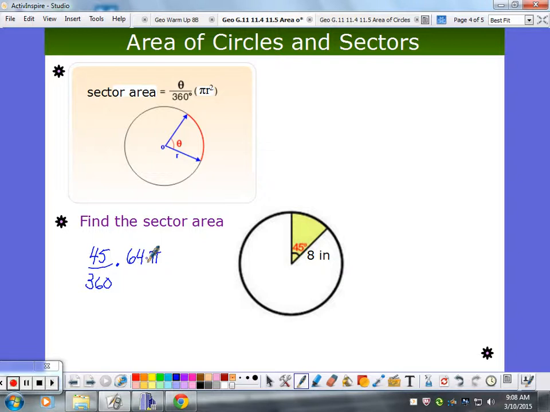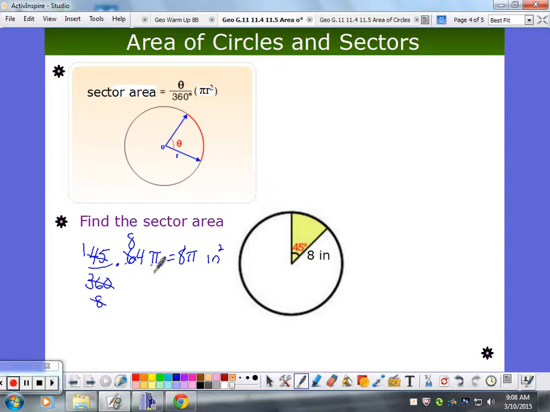And again, we could do a whole bunch of reducing. If I was reducing, I would know that 45 is a factor of 360. And then that becomes an 8. And then I can see that 8 is a 64. I can reduce that. And then all I'm left with is 8 pi. Now this is area. We use square units, square inches.